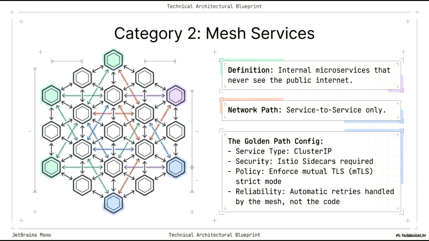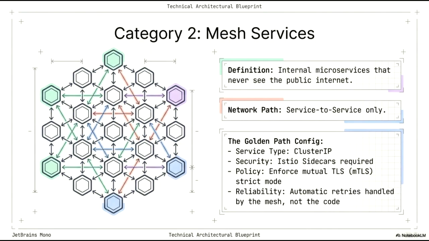Category 2 focuses on mesh services. These are defined as internal microservices that never interact with the public internet. The network path for these services is strictly limited to service-to-service communication. To maintain a standardized and secure environment, we follow the Golden Path configuration. This starts with using cluster IP as the service type to ensure internal-only access. From a security perspective, Istio sidecars are required for all services within this category. This allows us to enforce mutual TLS in strict mode, ensuring that every connection is both encrypted and authenticated.